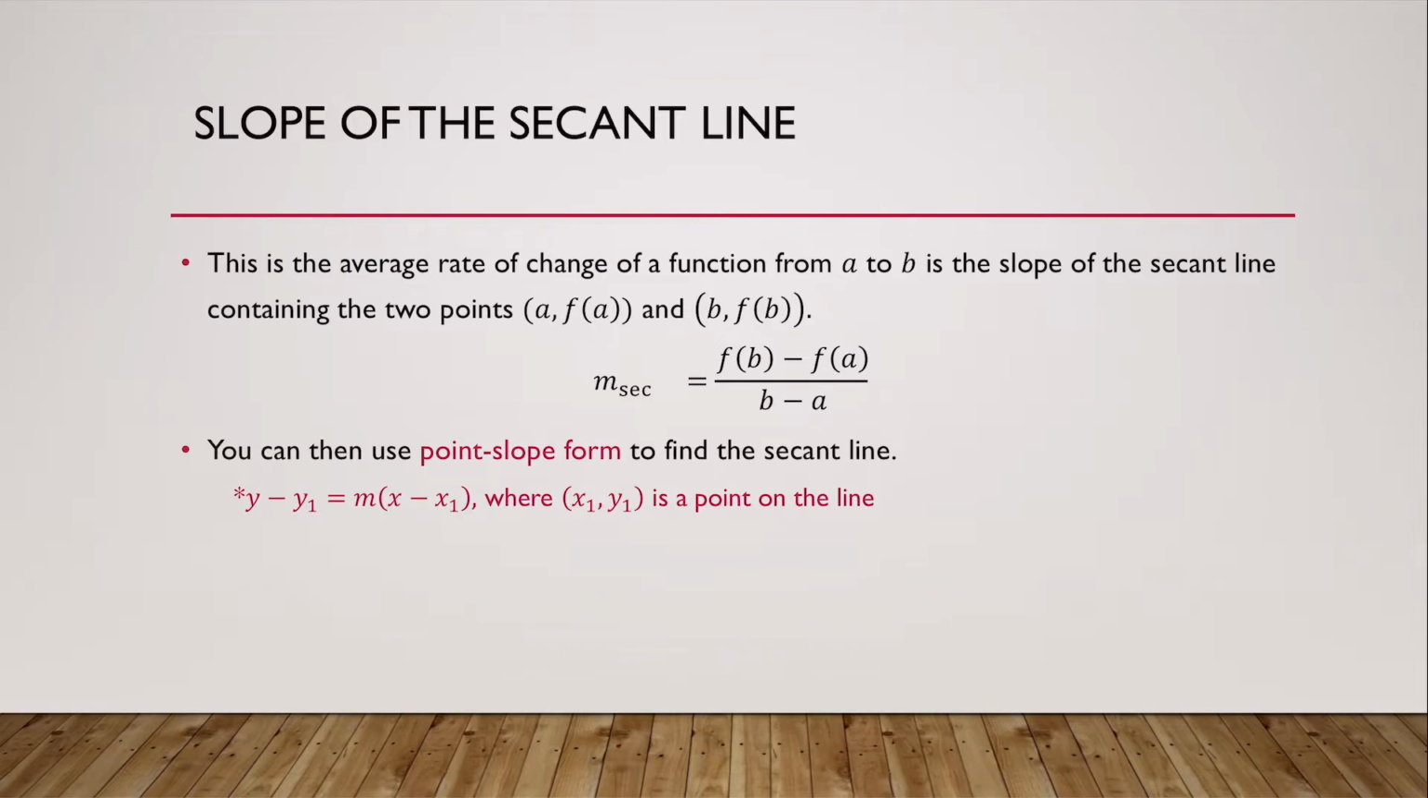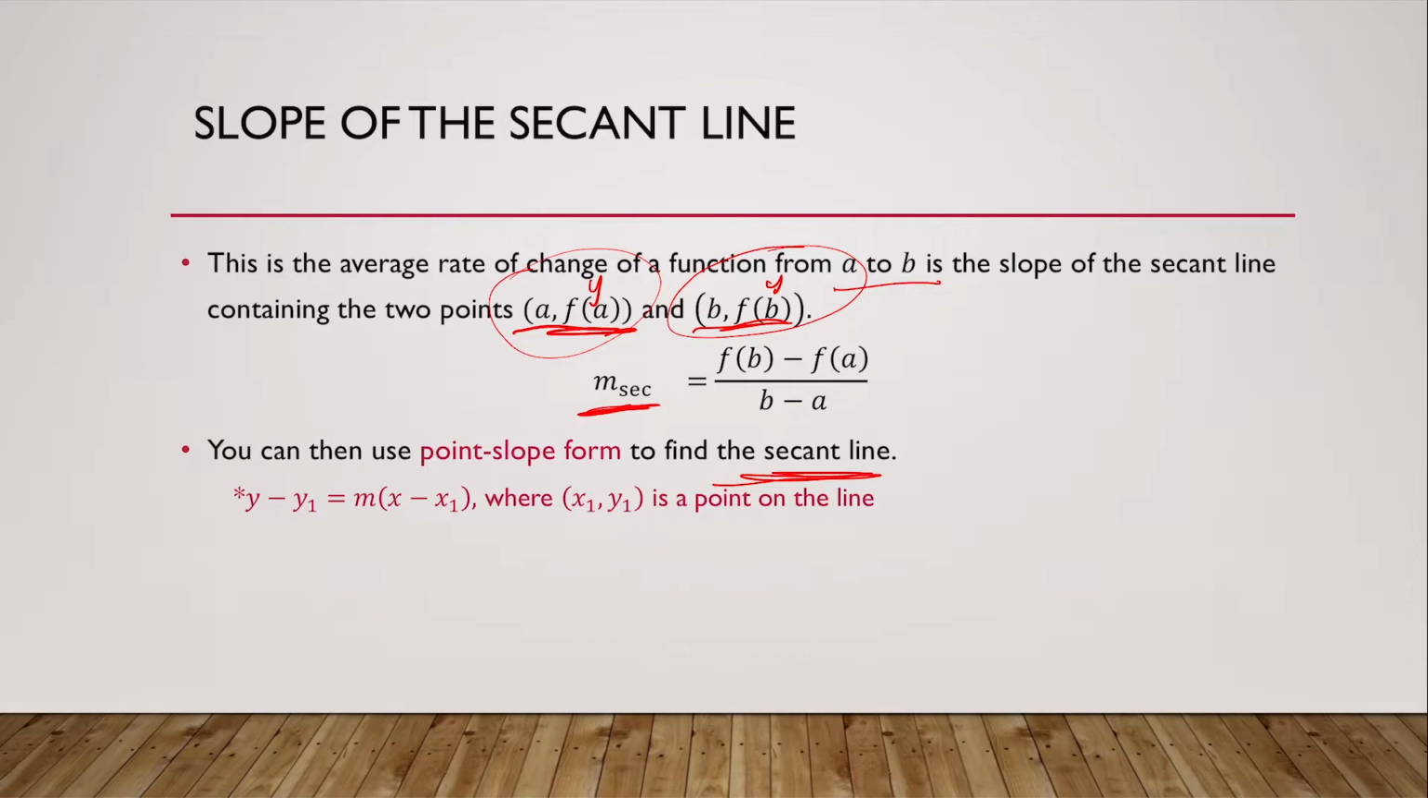We can also describe the average rate of change as the slope of a secant line. So this would be the average rate of change of a function from a to b, and it would contain the points (a, f of a) and (b, f of b). That makes sense, because f of a is really just our y value. So you can use point slope form to find the secant line with this information. Once you've found your slope, you can pick either of these two points and substitute them in using point slope form, which in case you forgot is y minus y1 equals m times x minus x1.